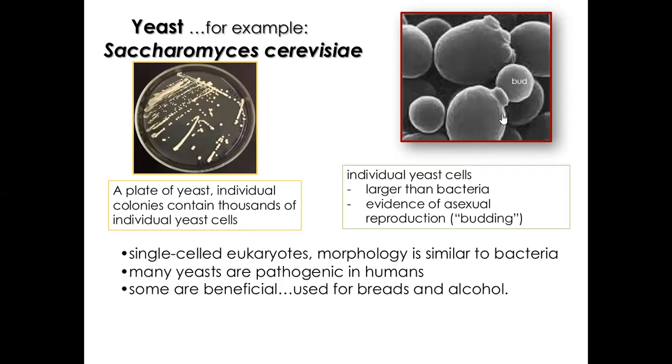Some of them do asexual reproduction, like this budding you see here. They make little buds of themselves and split off that way. These guys are single-celled eukaryotes. Like I said, a lot of them are pathogenic to humans. Yeast in general can be bad, but they can also be good for cooking and things like that.